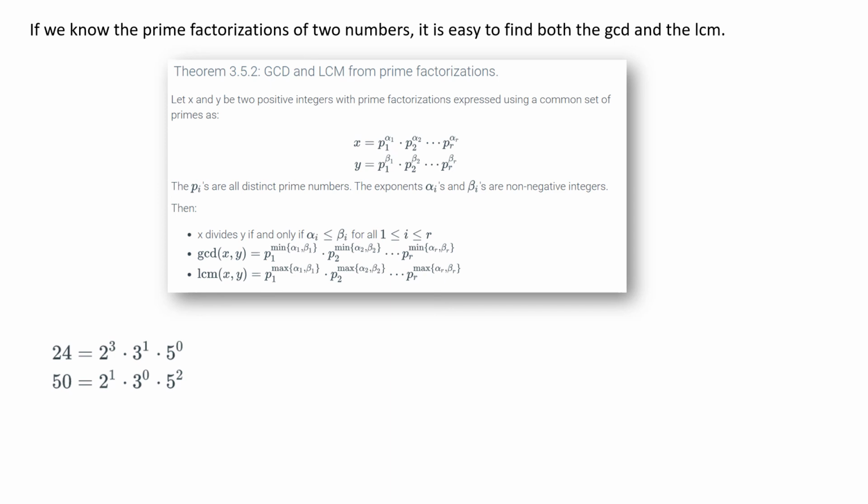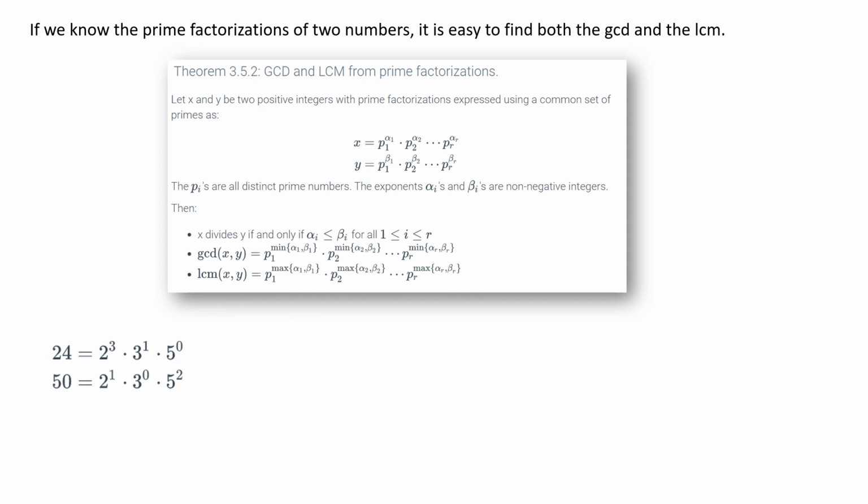First of all, let's find the prime factorizations of 24 and of 50. If I were just looking at 24, and I were to write that prime factorization in non-decreasing order, I'd have a 2 to the third times a 3 to the 1. That gives me 24.